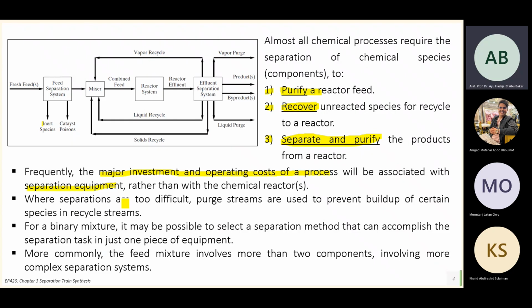Okay, where separations are too difficult, purge streams are used to prevent build-up. If you cannot do separation on the stream, just purge the stream. But you need to check the condition of the stream as well. What is the concentration, whether it is suitable to be purged or not.